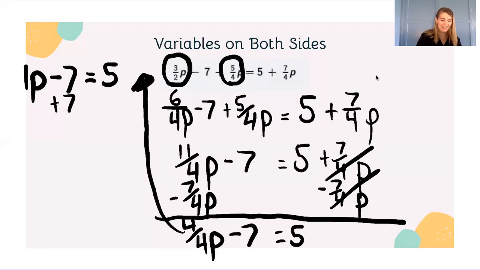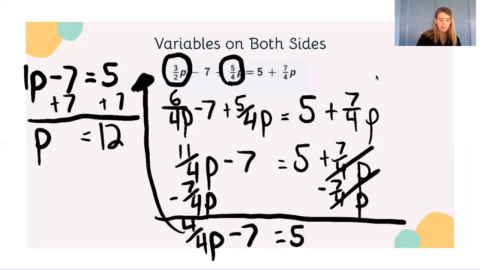Now I'm going to add 7 to both sides. When I do that, I get p equals 12.